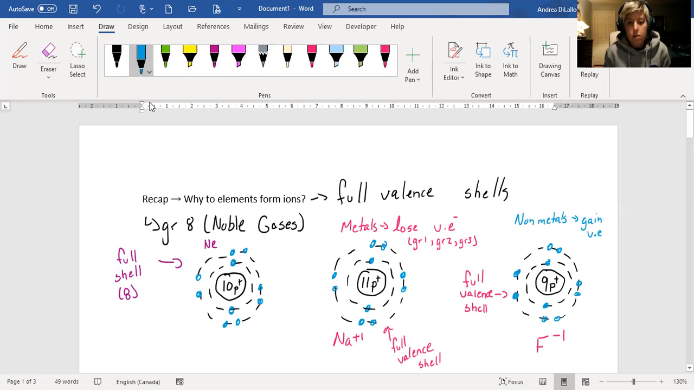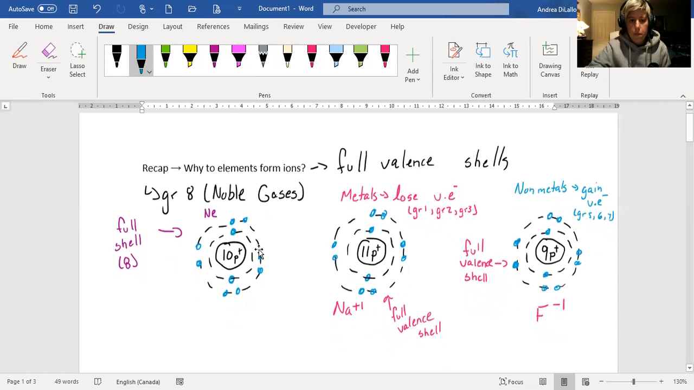So again, metals will lose their valence electrons, and these would be anything in groups 1, 2, and 3. Nonmetals will gain valence electrons. This is going to be groups 5, 6, and 7. Noble gases are not forming ions because they already have that full valence shell.